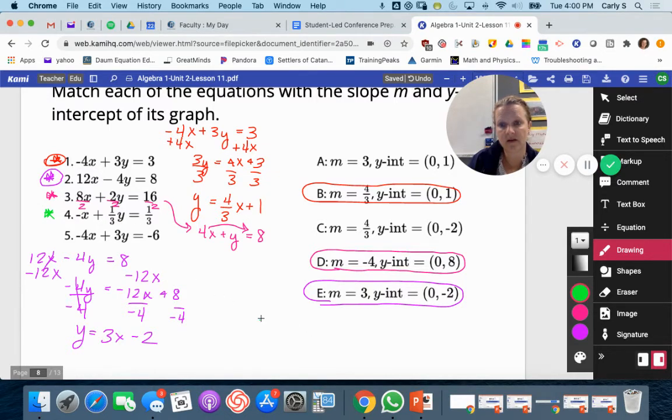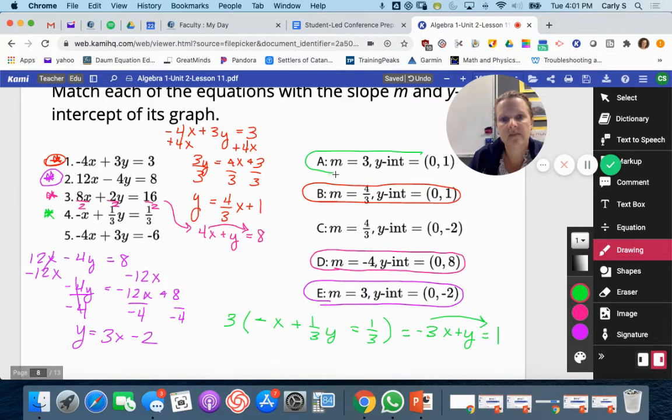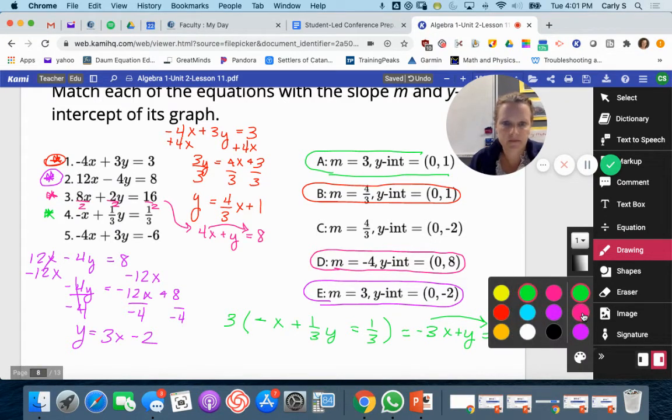Okay, let's try this one. Ooh, that one's a little harder, so I'm going to write that over here. Negative x plus 1/3 y equals 1/3. Well, I can't have a 1/3 in front of a y, so how do I get rid of a 1/3? Well, I need to multiply everything by 3. So that gives me negative 3x plus y equals 1. So to put it in the right form, I need to move this over to the other side of the equal sign, which makes it positive, and my y-intercept is 1. So I see this is my equation.